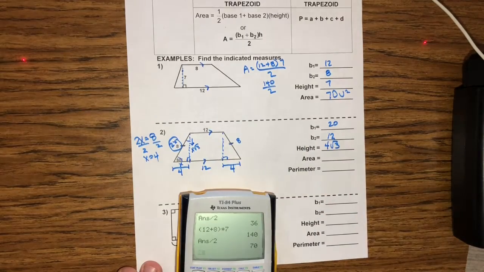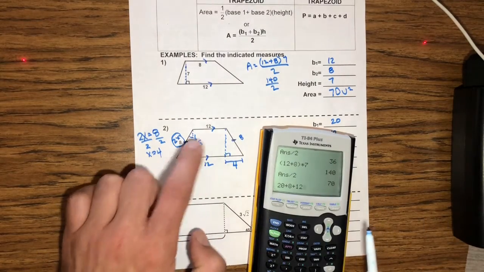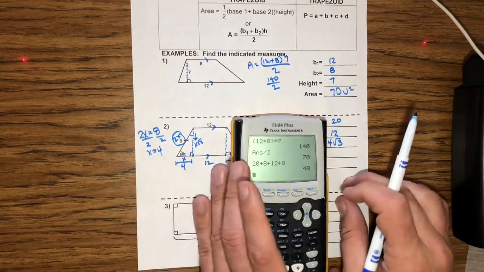20 plus 8 plus 12 plus 8. 48 is the perimeter that we need.